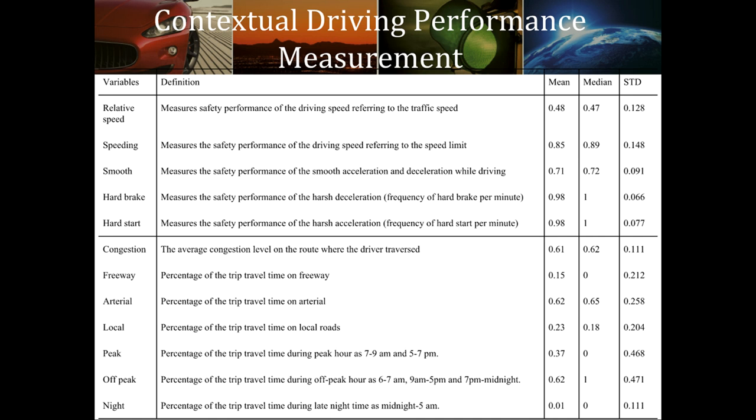The second portion of the table shows the 7 contextual variables of each trip, including congestion level, percentage of duration on freeway, arterial, and local streets, and the percentage of duration during peak hour, off-peak, and nighttime. All measures are scaled from 0 to 1, with 1 indicating the best performance and 0 indicating the worst among the sample population. There were a total of 69,283 trips from 255 users, collected between January of 2015 and January of 2016 in the final clean dataset.